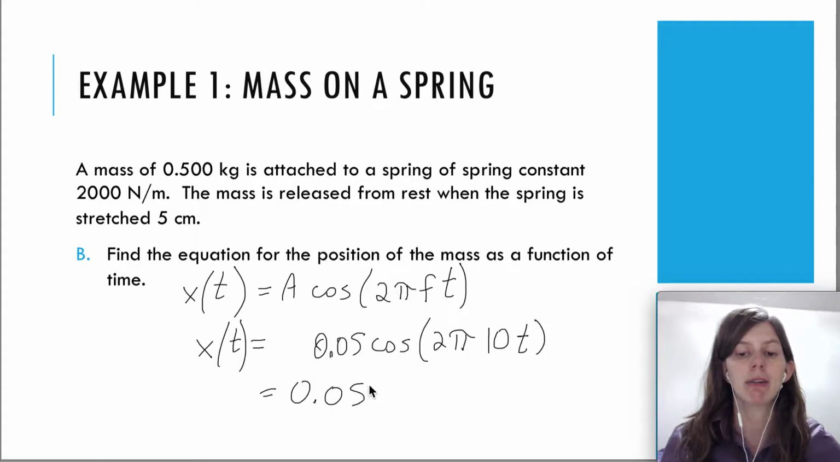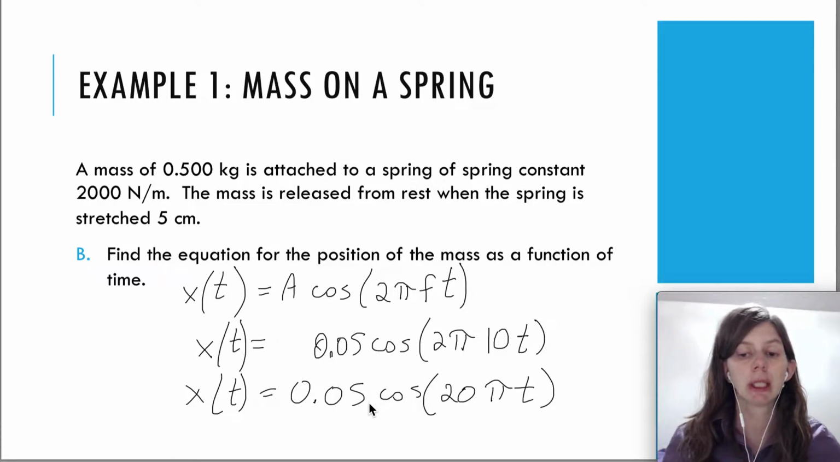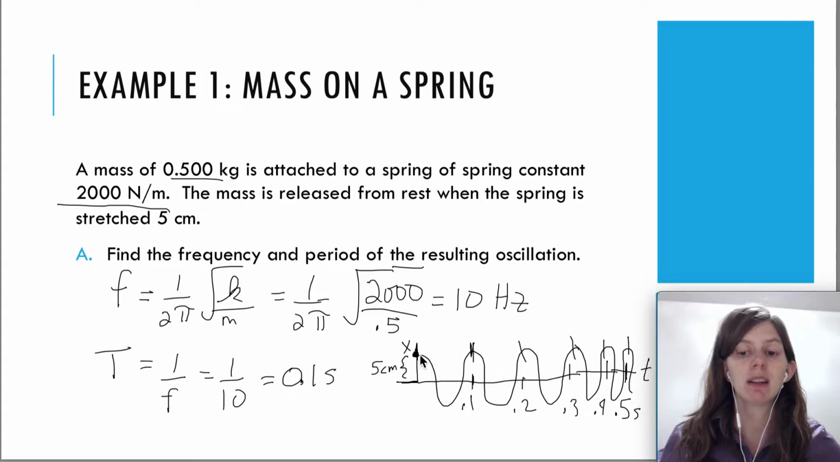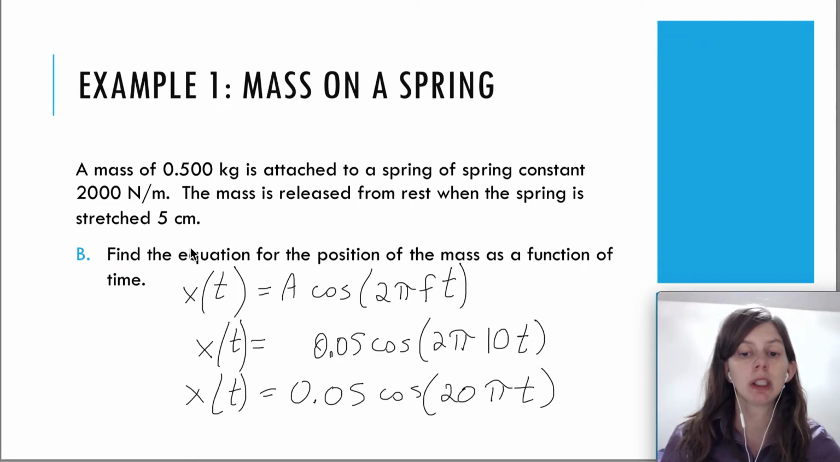It's 0.05 times cosine of 20 pi times t. So this is the equation of motion for this mass on a spring. This equation describes this function that we drew here. If you plot this cosine function in your calculator, it should look just like this. So this question is not asking us for a number, it's asking us for this position as a function of time. So it means that now, if you plug in any time that you want in here, you can figure out the exact position of the mass.